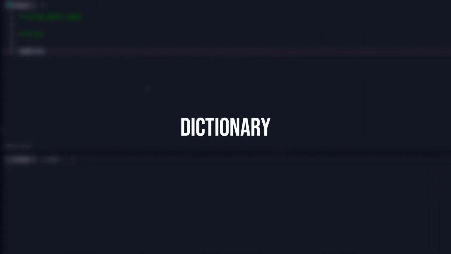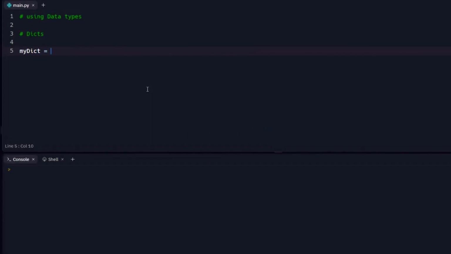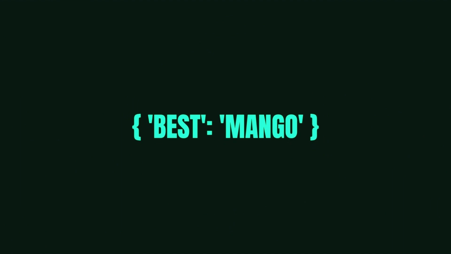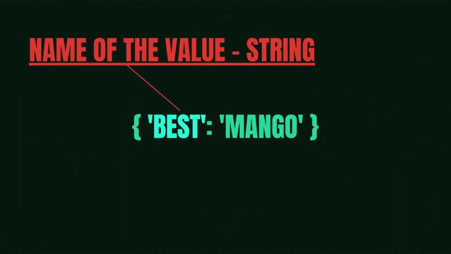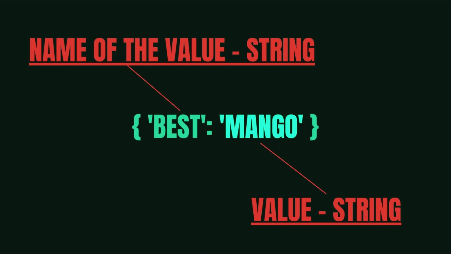Finally, let's take a look at dictionaries. I am going to make a list of fruits with names that say how good the fruit is. For example, I am using the name best along with the value mango. The string best is the name of the item or value. And the value mango comes after the name and colon. I have used two strings in this example, but any data type can be used.